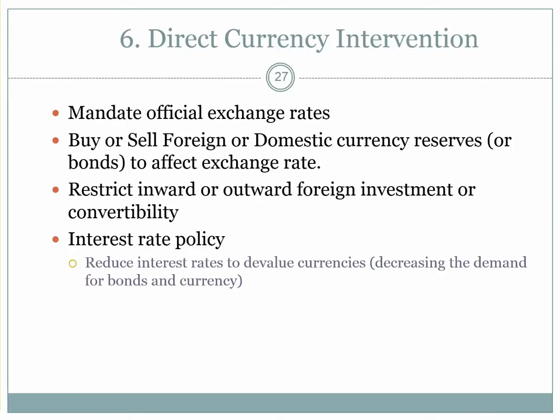All right, and then we also have just direct currency intervention. A country can decide that they want to manipulate or stabilize a currency. They can just mandate it. They can just say, this is the exchange rate. All currency must be exchanged at this rate, although you have to be careful because black markets may arise.